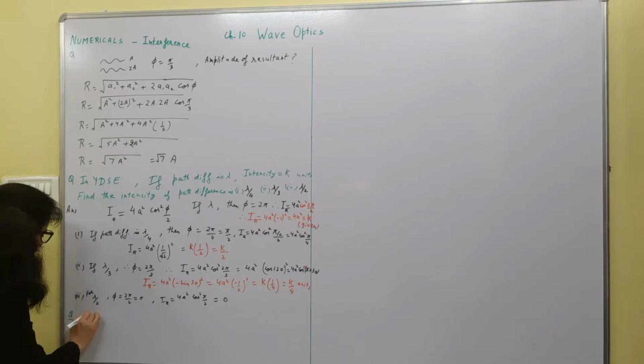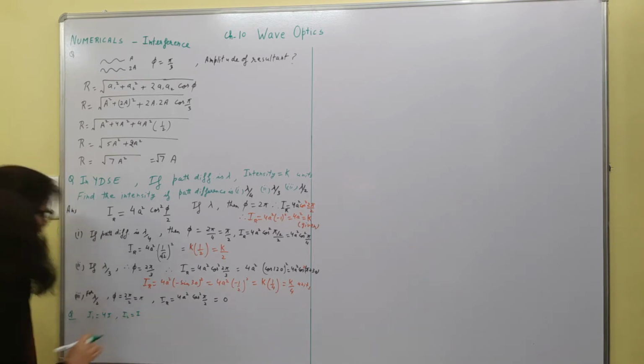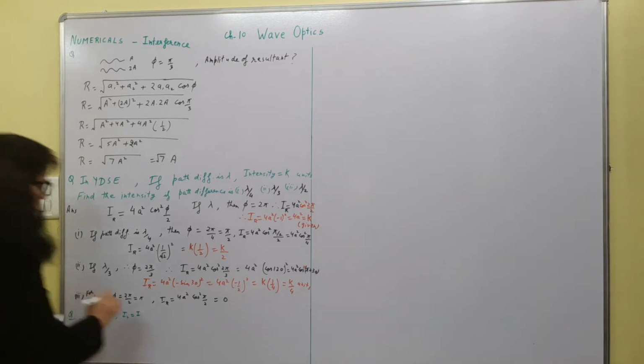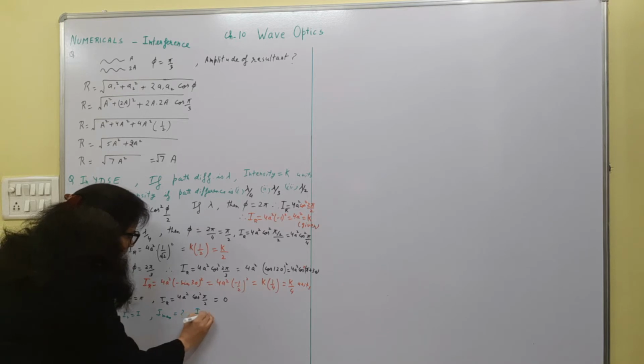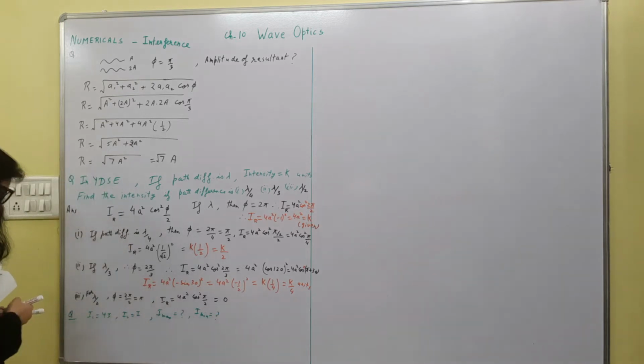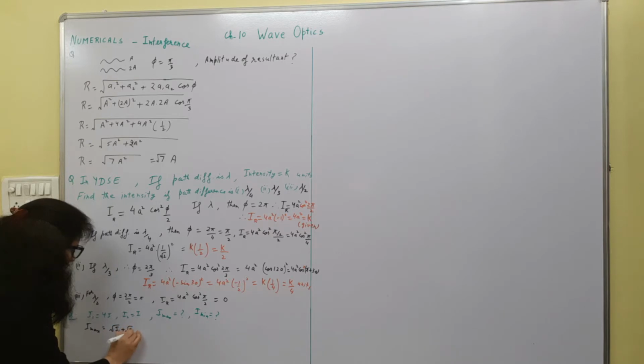Next question is if I1 is 4I and I2 is I. These are the two waves which are superimposing, and we have to find I max and I minimum. We know the direct formula that I max is root of I1 plus root of I2 whole square, and I minimum is root of I1 minus root of I2 whole square.